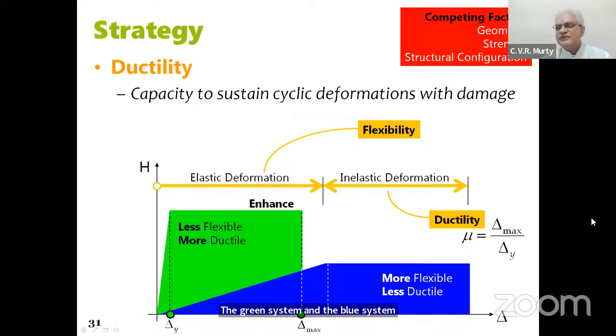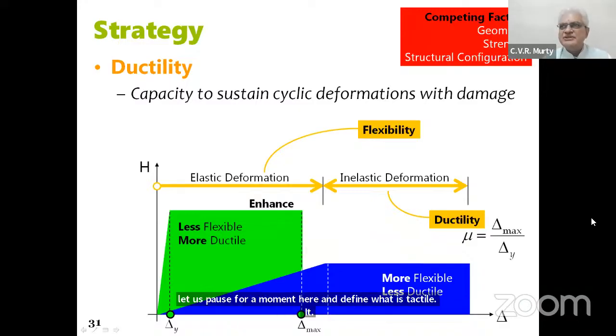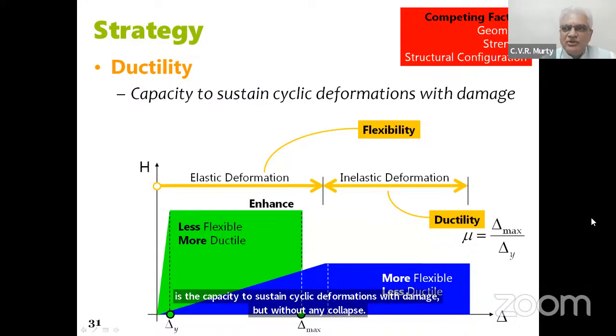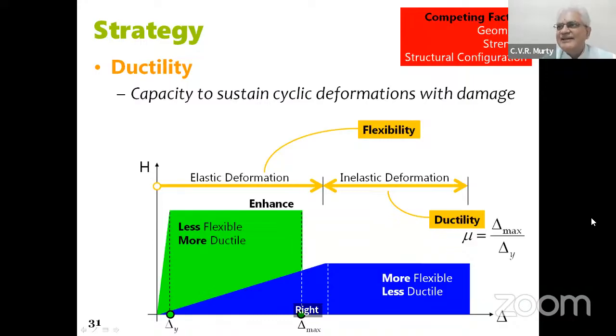So let us pause for a moment here and define what is ductility. It is the capacity to sustain cyclic deformations with damage, but without any collapse, right? So the structure is able to go back and forth with inelastic actions and is not collapsing. Now, in this picture we are only showing monotonic action, but the blue one will tell you how much is the inelastic deformation and how much is the elastic deformation. I can show similar arrows for the green one also, but since space was small, I thought I will show it for the blue one alone.